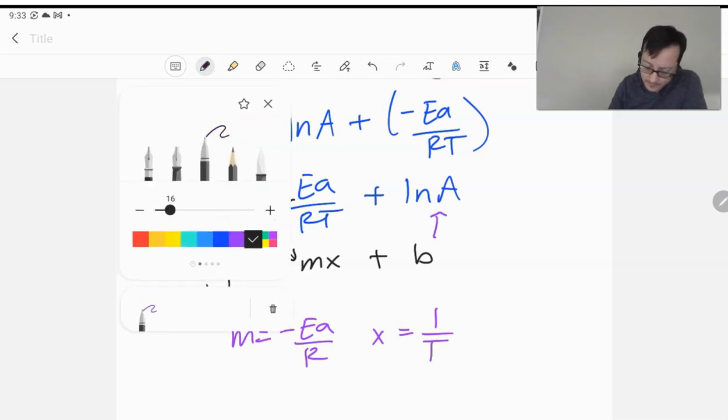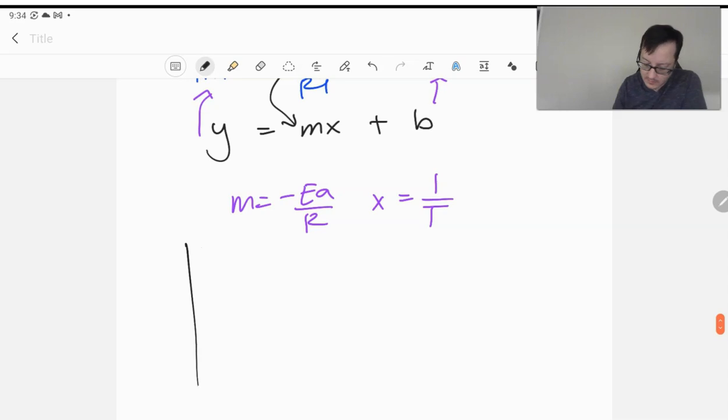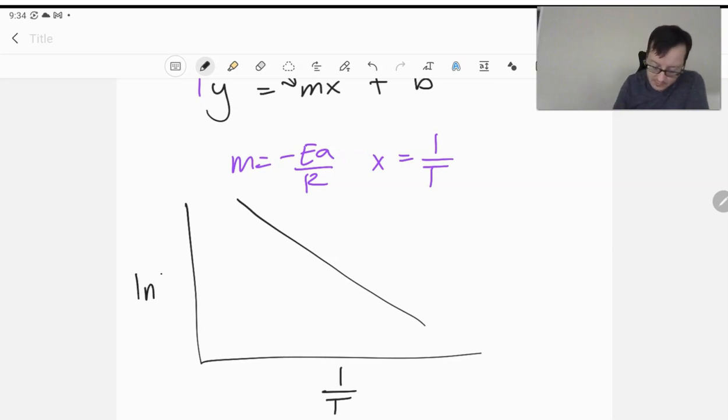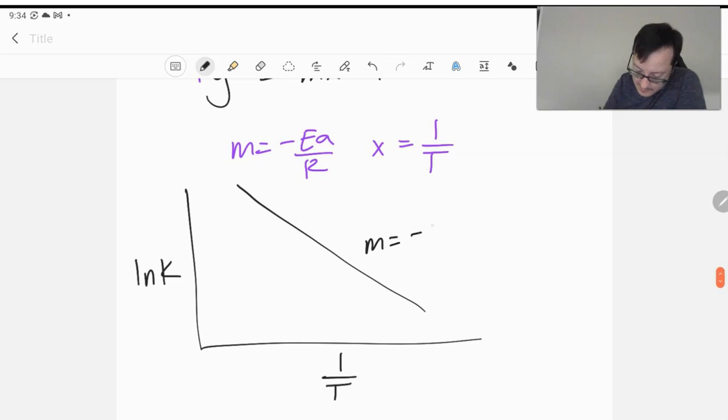So graphically, what this might look like. If we're plotting 1 over the temperature, we're expecting the reaction rate to go down, right? This will be our natural log of k versus 1 over the temperature. We're looking at this typically to go down, and our slope is negative EA over R. And so R, of course, is a constant. We could move that in with the temperature term, or we could leave it with the slope term. It doesn't quite matter.